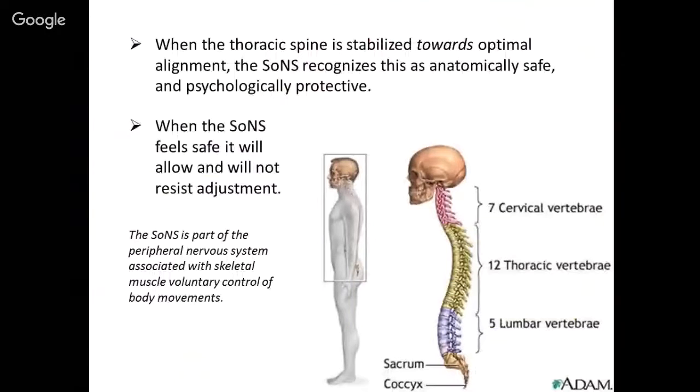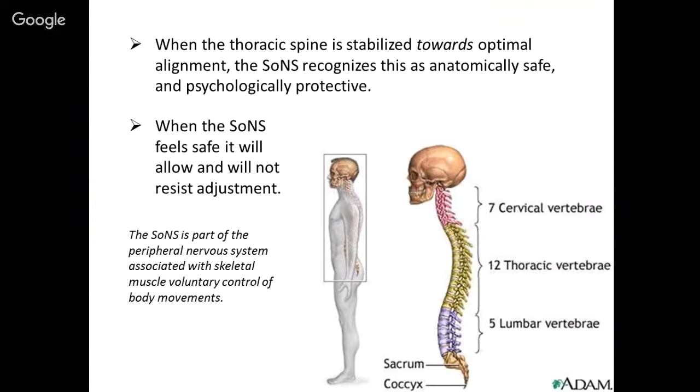So when the thoracic spine is stabilized towards the optimal alignment, which is that kyphotic curve, the somatic nervous system recognizes this as anatomically safe and psychologically protective. When the somatic nervous system feels safe, it will allow and will not resist the adjustment. So then once your thoracic spine is stabilized, the nervous system will allow you to move the lumbar and cervical spines more freely and will not resist that, because it has stability above and below.